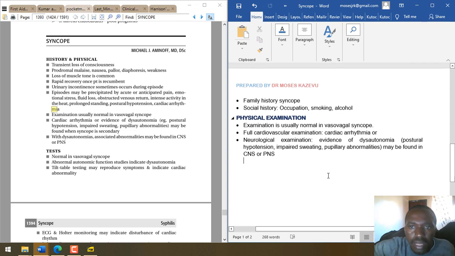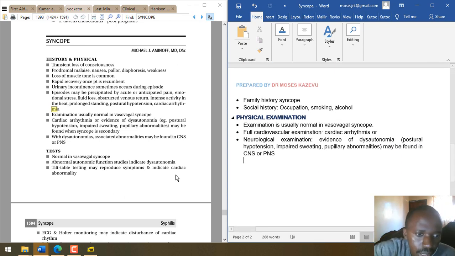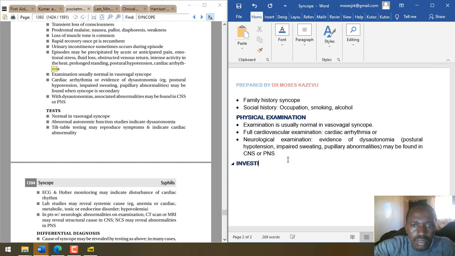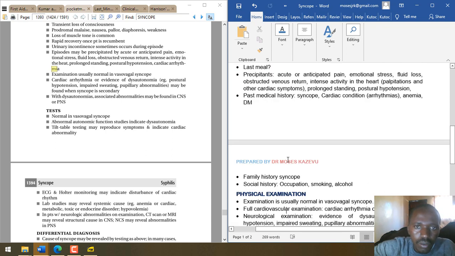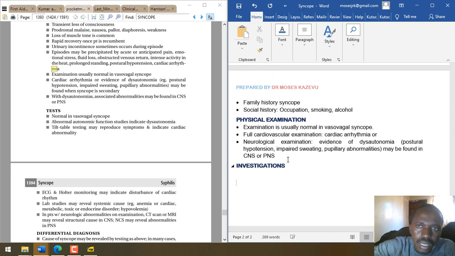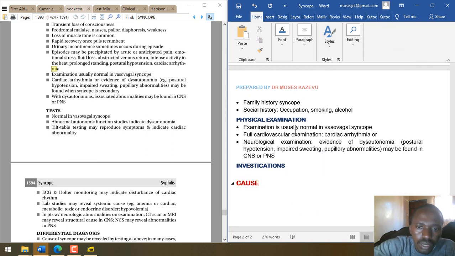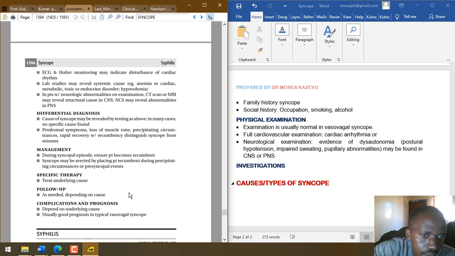Okay, I think we'll add to this list when we come back and look at the causes. So approach to syncope, and then we'll come to investigations here. But remember, all this is coming under approach to syncope. So I think there should be some causes that we put here. So causes or types of syncope. There should be some causes here because there will be a differential diagnosis that we report.